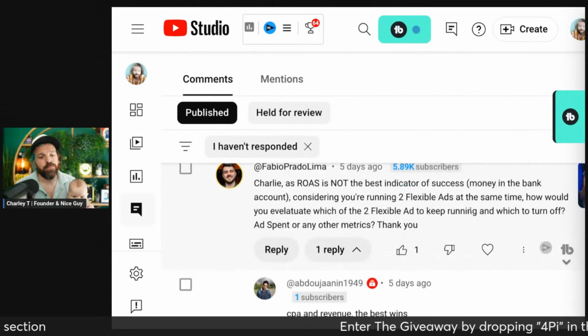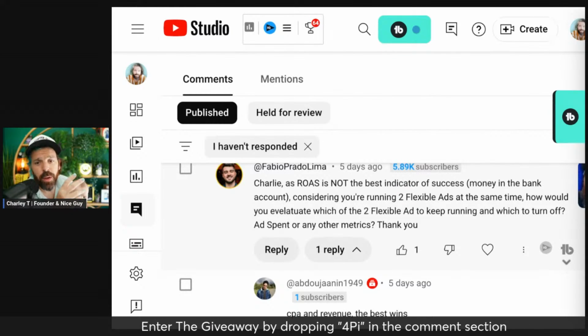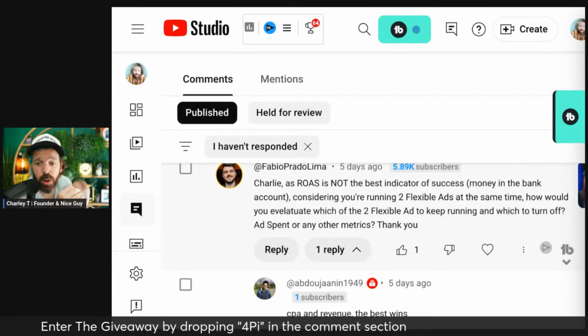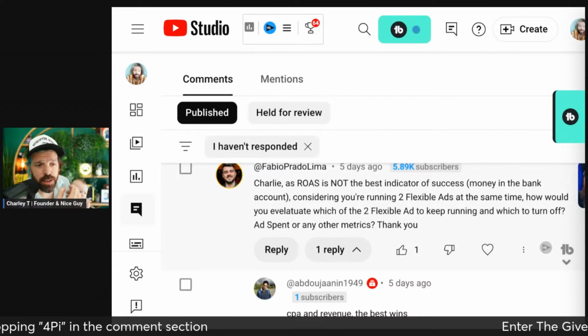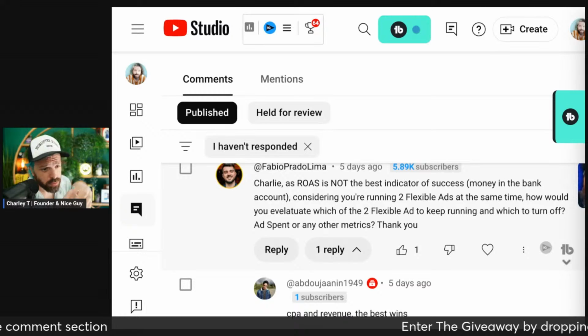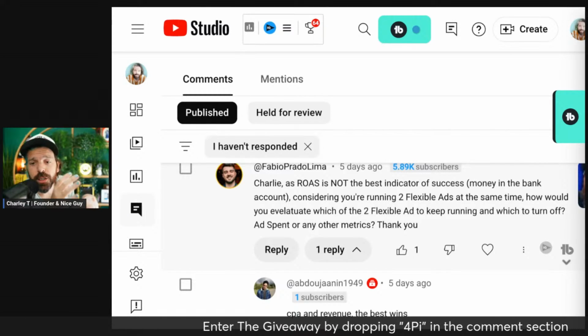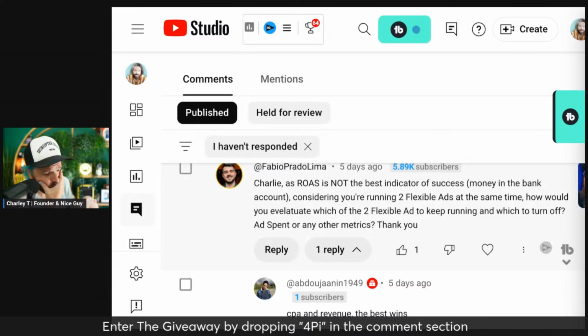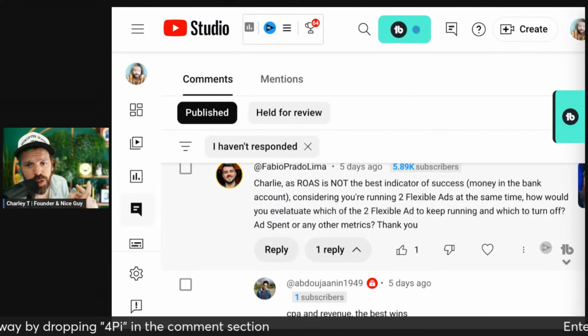Cool. So first thing, and by the way, yeah, ROAS is not the best indicator of success. ROAS isn't money. ROAS is a lie told by marketers to convince people to not fire them. That's a whole other thing. If you're running 2 flexible ads at the same time, or 2 DCTs against your control, which do you turn off and why?